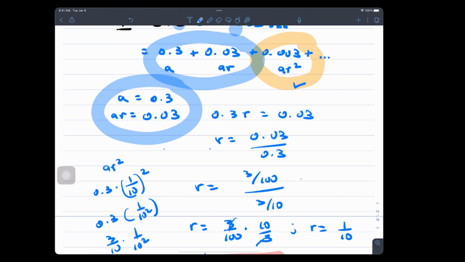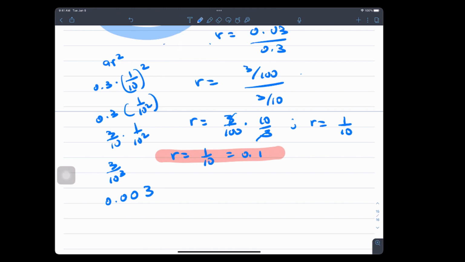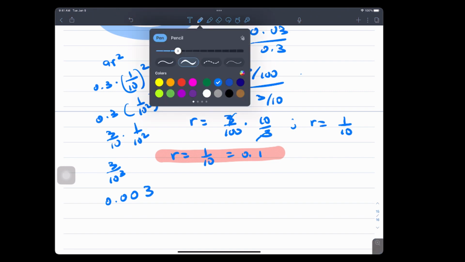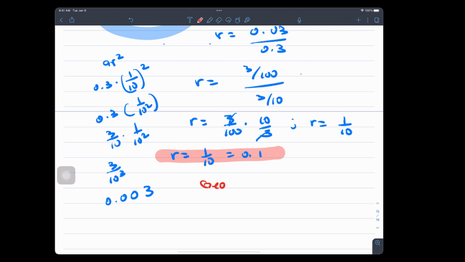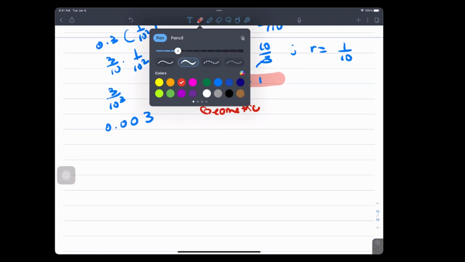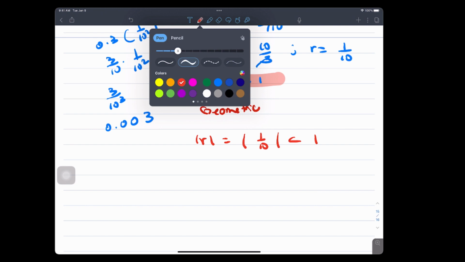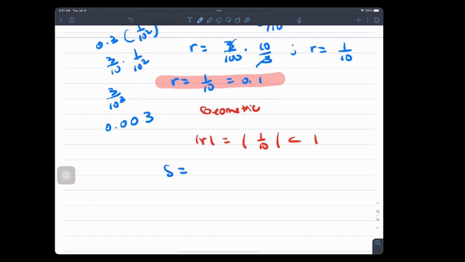And that's what you guys see here. So sure enough, we have a geometric series. You go, all right, geometric. Now, the absolute value of R is smaller than 1, isn't it? So what is your sum going to be? S equals A over 1 minus R.